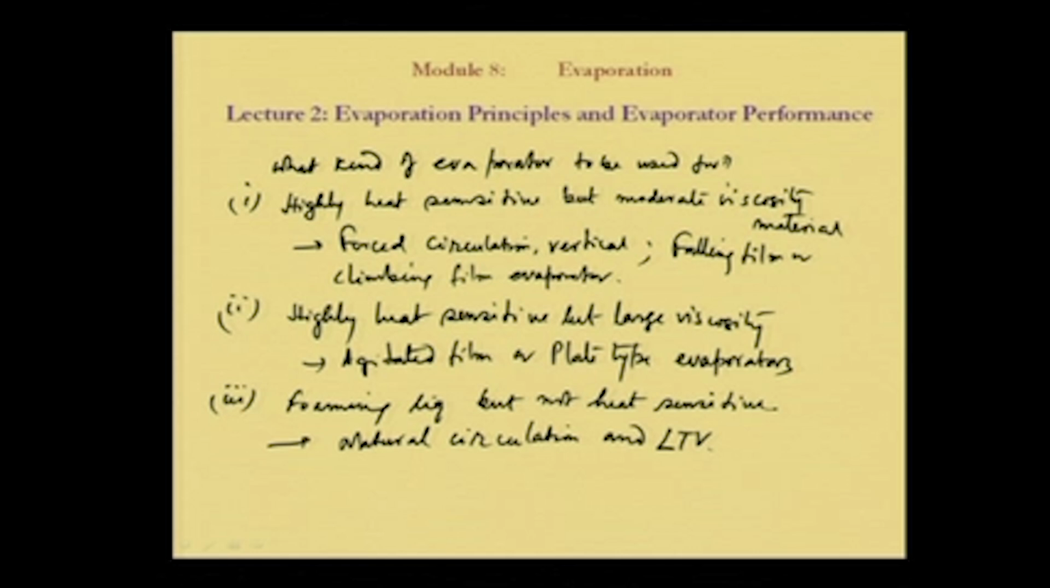The third part is for foaming liquid, but not heat sensitive. Naturally the choice would be natural circulation and long tube vertical. For foaming liquid, you should use long tube vertical. So, this gives some idea about the different types of evaporators that should be used.